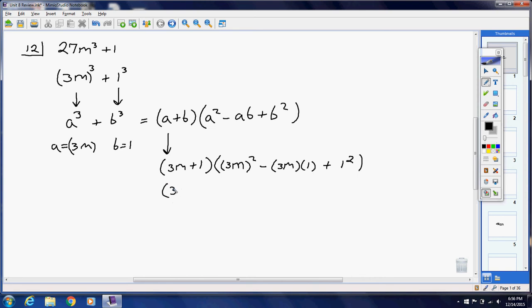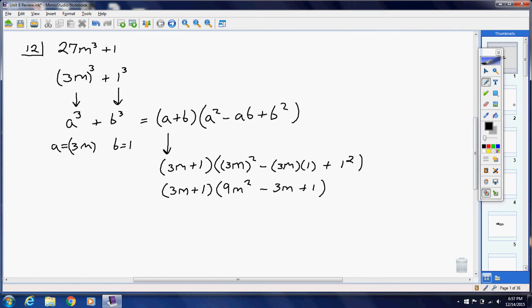And I just want to simplify this a little bit. 3m plus 1, and 3m squared would be 3 squared and m squared. So that's 9m squared minus 3m times 1, of course, 3m plus 1. There we have it.